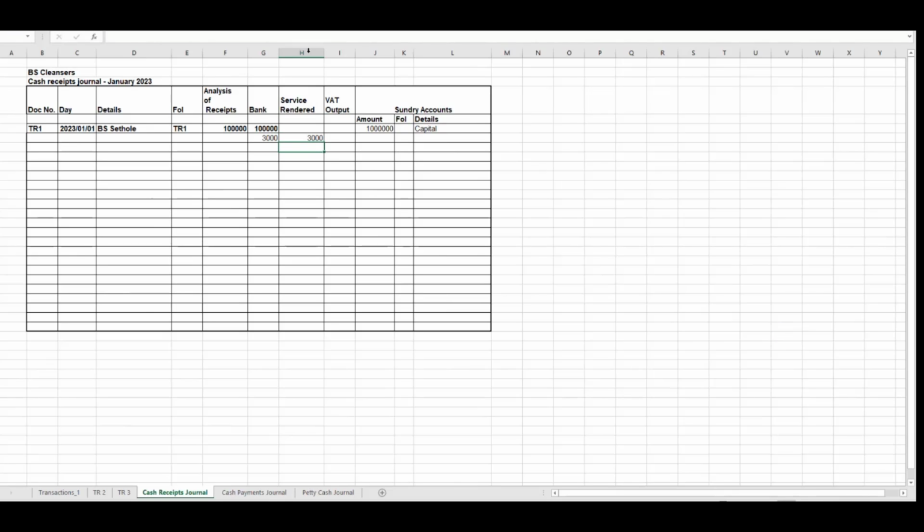And if services rendered was not one of the columns, we're going to put it under sundries and name it services rendered. But now because it's here, we'll just put it on the services. Of course, all those other things, days and so on, you still need to put them through if you're doing the cash receipts journal.